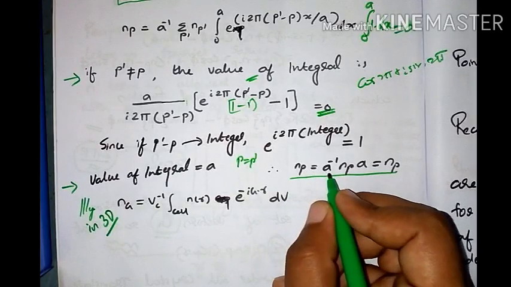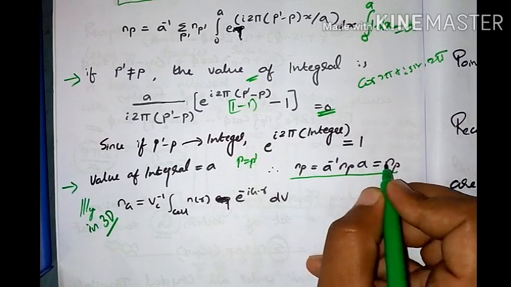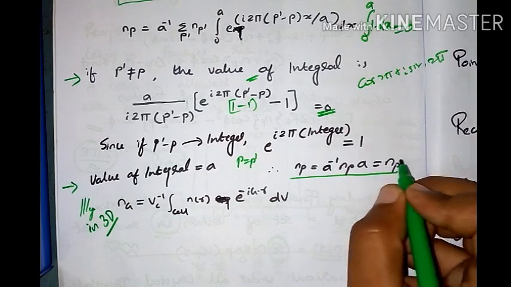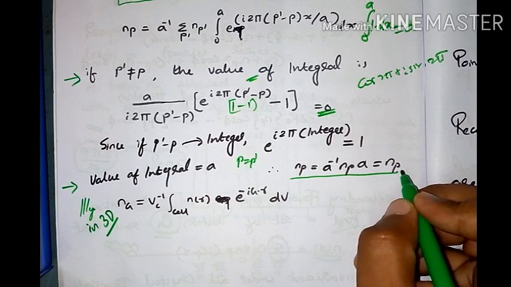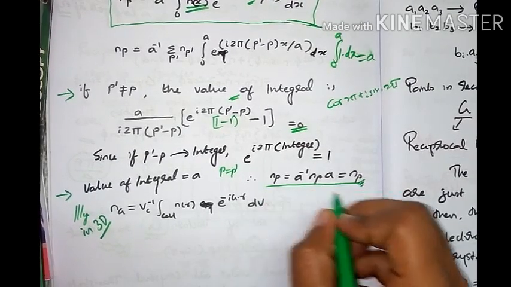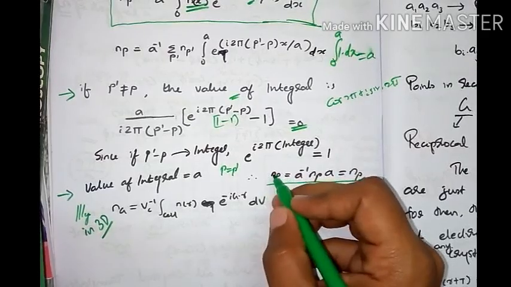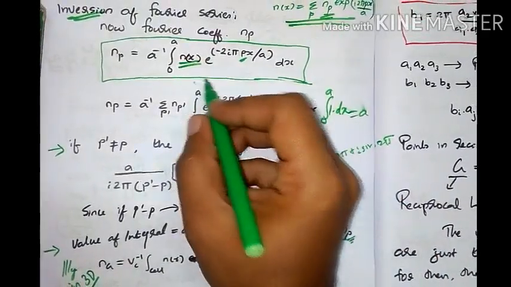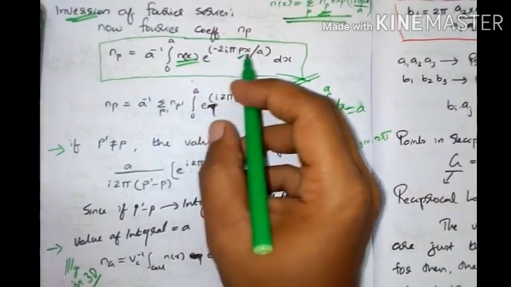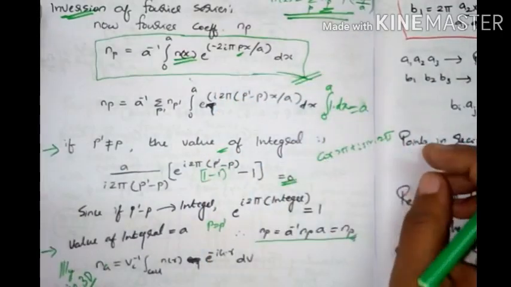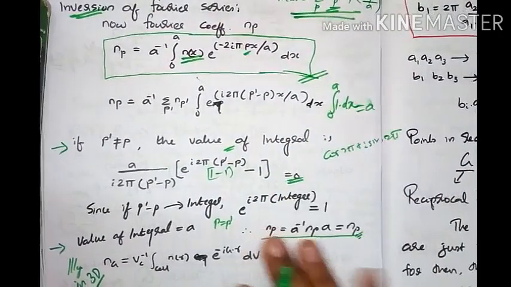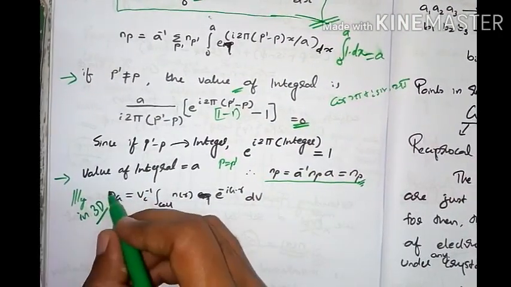n_p is equal to a inverse n_p into a, and the a inverse a is equal to 1. So we will get n_p dash is equal to n_p. So this is an identity, and so the scattering wave amplitude in one dimension, that's n_p that we have found earlier, this is an identity. n_p is equal to a inverse integral 0 to a n of x e raised to minus 2 i pi p x divided by a into dx. This is an identity, and extending this identity into 3 dimensions, we get n_G.